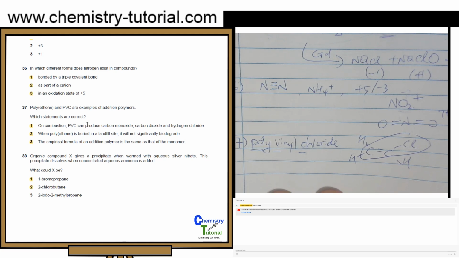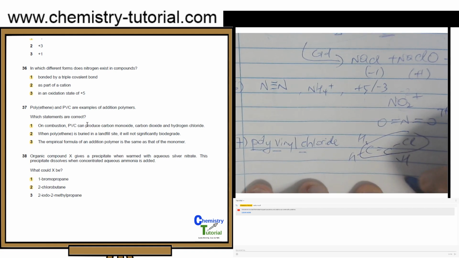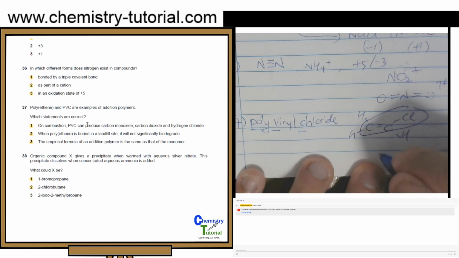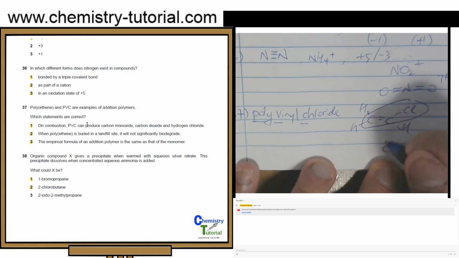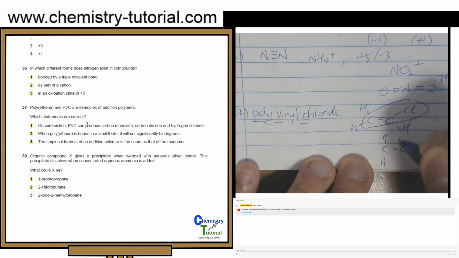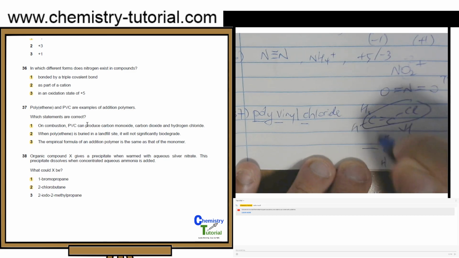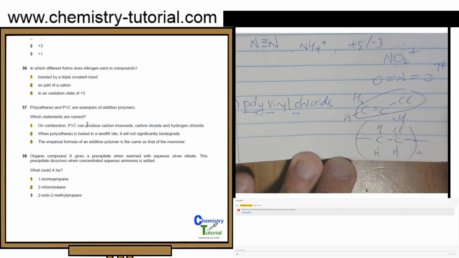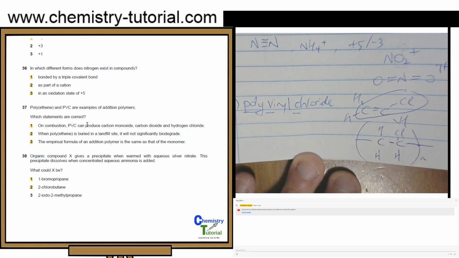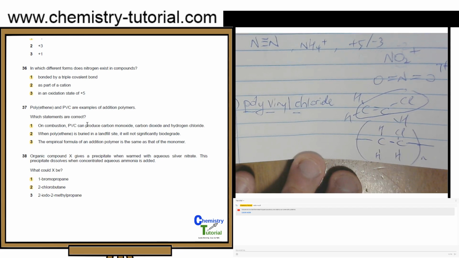For option 3, the empirical formula of an addition polymer is the same as that of the monomer. That's true because if you want to represent this as polymer, what people usually do is they just convert this C=C double bond into a C-C single bond, straighten this up, and just put an n there to represent that this is a polymer. This is actually what we call a repeating unit for this addition polymerization. So all the 3 options are correct for question 37.